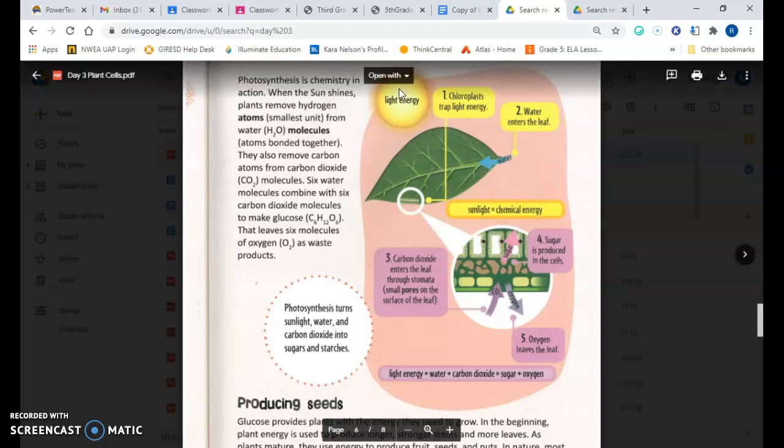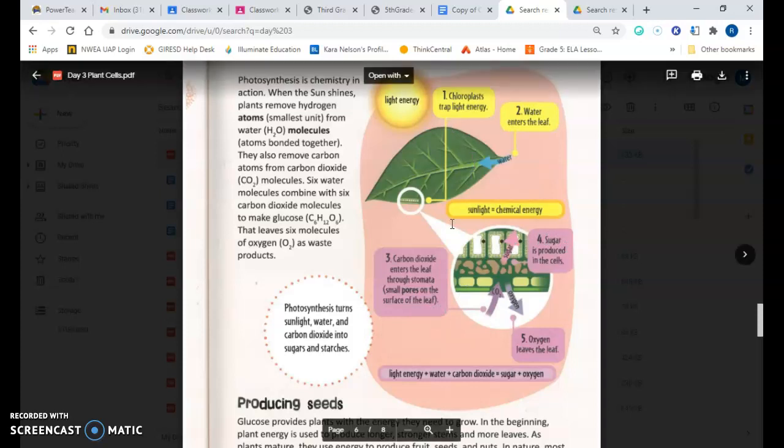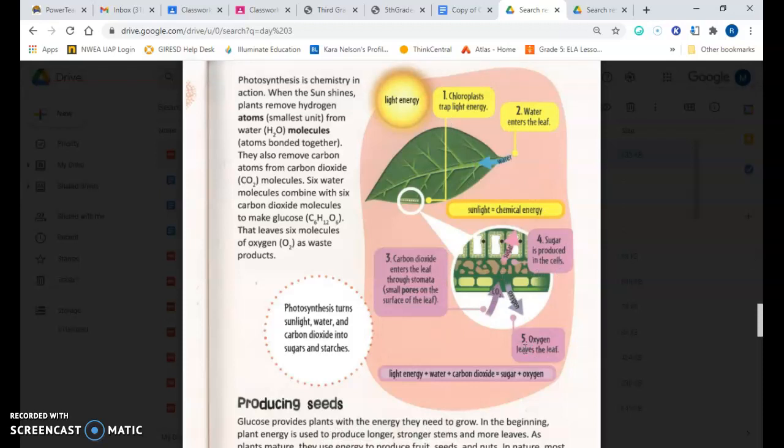And so we have sunlight is what's giving us that energy. Water comes in, and carbon dioxide enters the leaf through the stomata. So the stomata, those small pores on the surface of the leaf. And sugar is produced in the cells because you have the 3 things needed to produce that sugar. And then once that's produced, that extra oxygen that's created leaves the leaf.